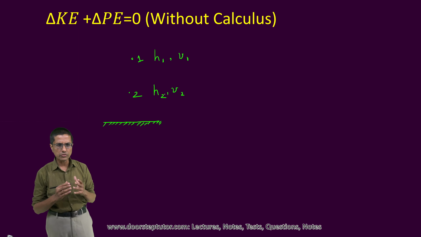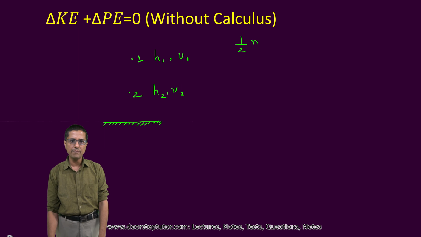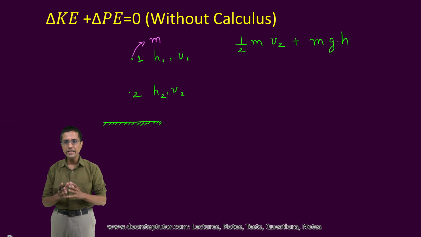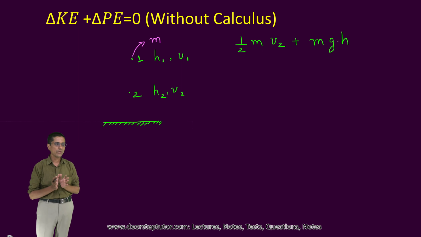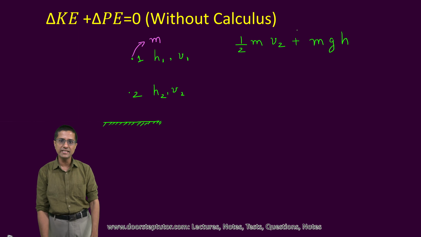Now let's see what the kinetic and potential energies are, and write their expressions. We know that kinetic energy is half m v squared, where m is the mass of this body. What about the potential energy? It is also very simple. It is just m g h, mass times the acceleration due to gravity g times height. So that is the total energy. This is not the change in energy. This is the total kinetic plus potential at any point.